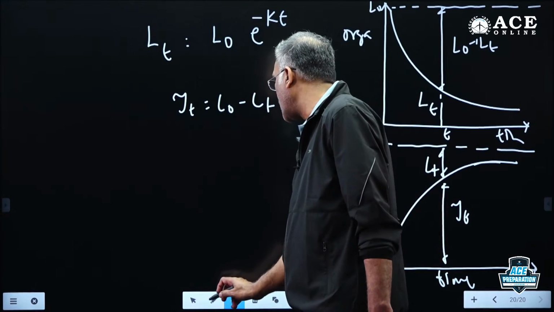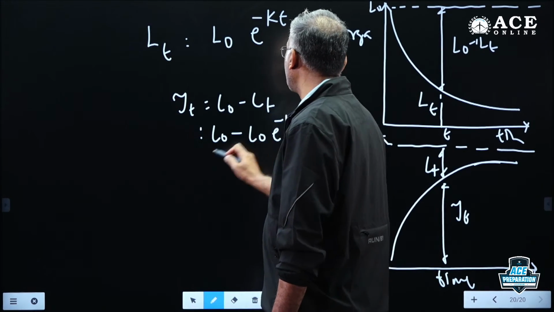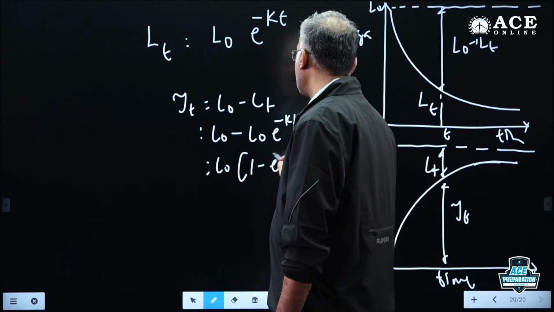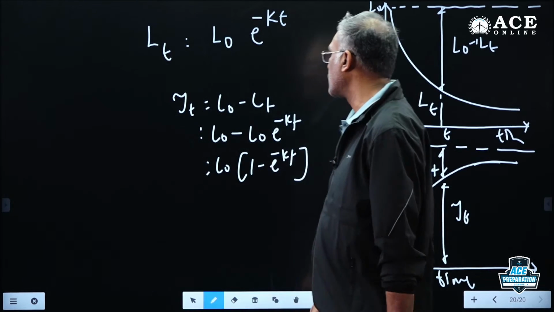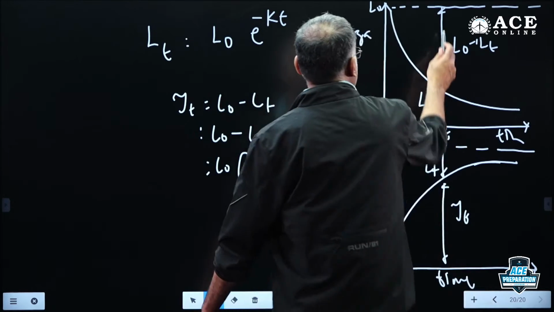YT is equal to L0 minus LT. So L0 minus L0 into e power minus KT. If you take L0 common, it is 1 minus e power minus KT. That's how we got this equation. So sometimes we'll ask for YT, sometimes we ask for LT. So this and this are the same.